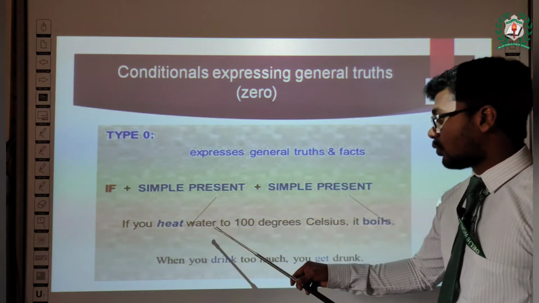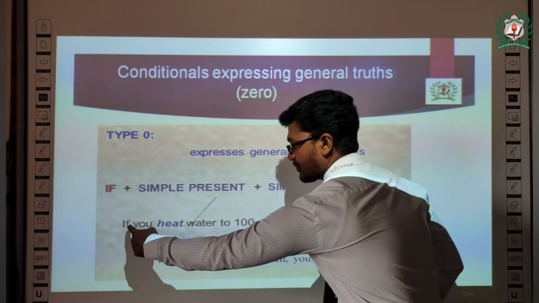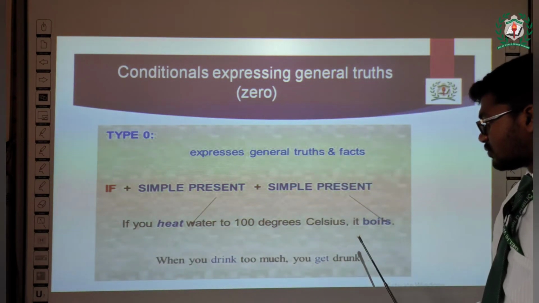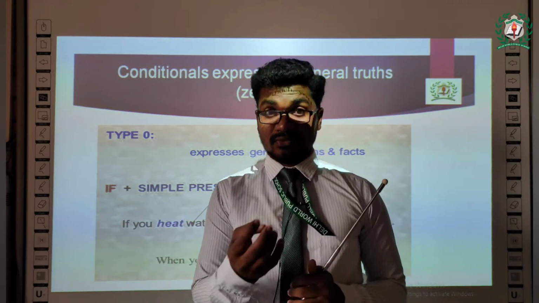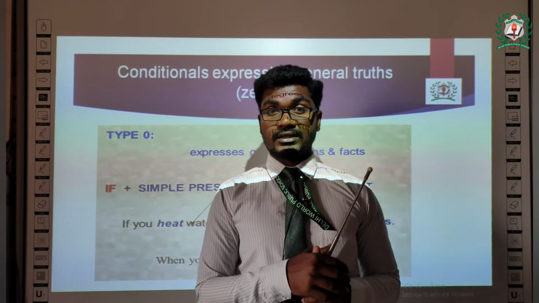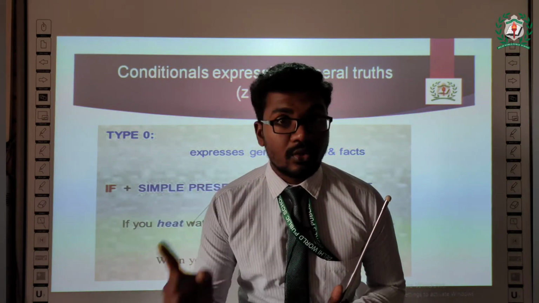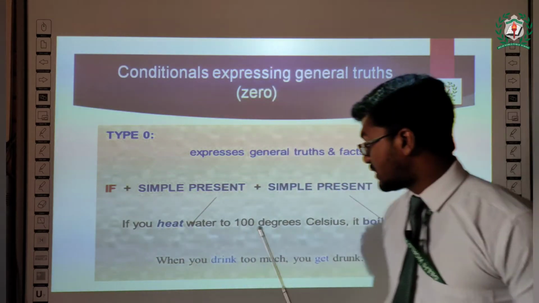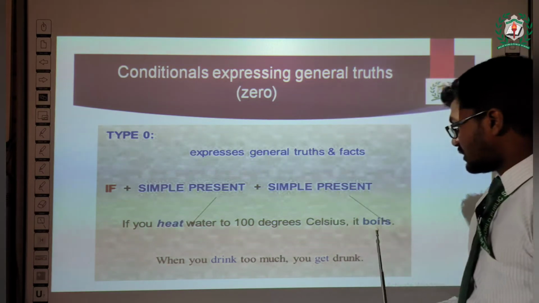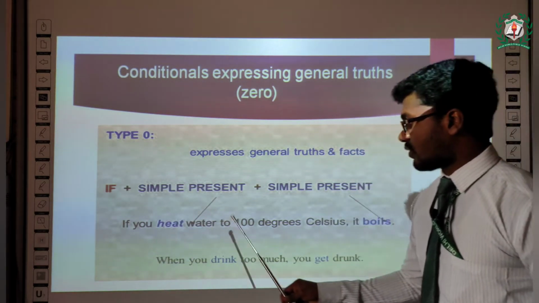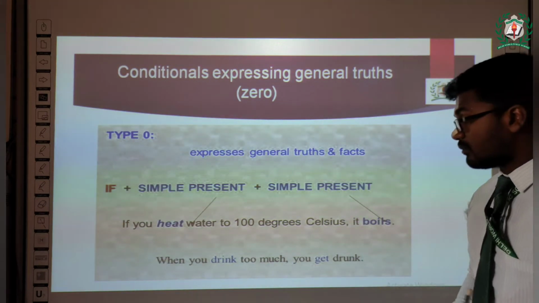If you heat water to 100 degrees Celsius, it is the if clause. Result is what? What will happen? It will become cool, right? If you boil with 100 degrees Celsius, the water cools down. Yes or no? No, it boils. The result is what? It boils. Simple. So this is the result. If clause, first part of the sentence, and the result is it boils.